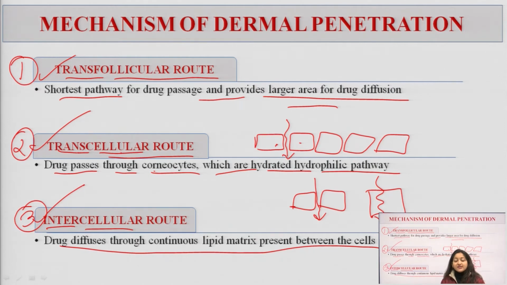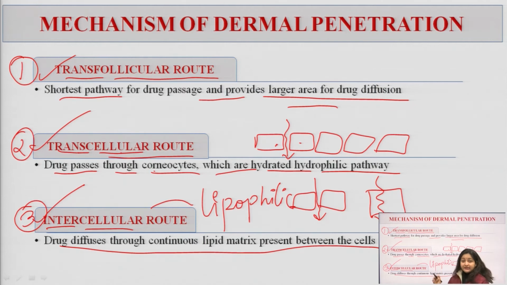Now another pathway is the intercellular pathway. The intercellular pathway is majorly favored for lipophilic drugs. Any drug which is organic in nature, which has a fatty origin, which is lipid soluble, may prefer the intercellular pathway, because the pathway is majorly made up of lipid matrix. The lipid matrix makes it feasible for the mechanism of dermal penetration of lipophilic drugs.